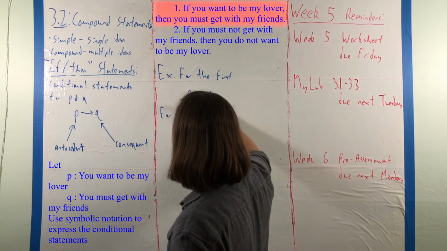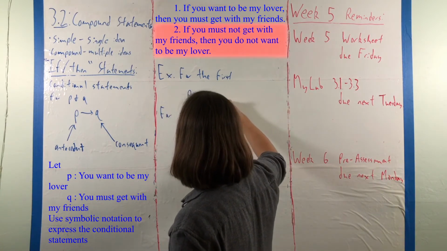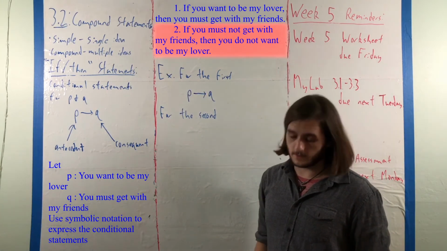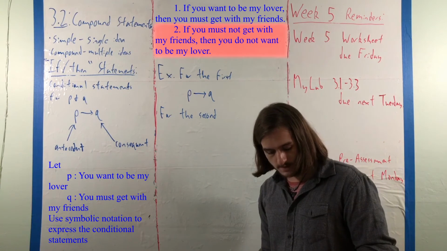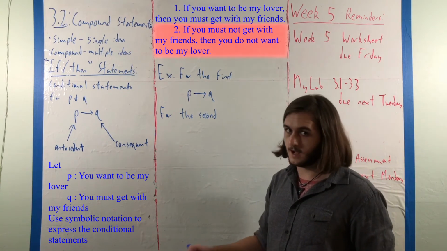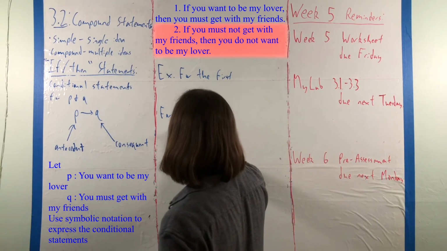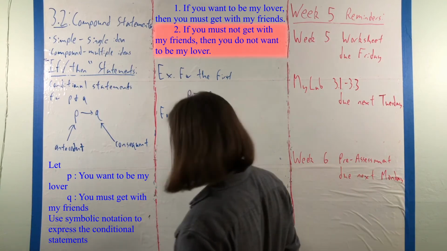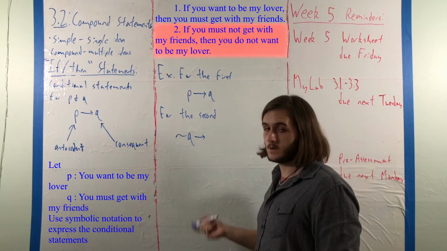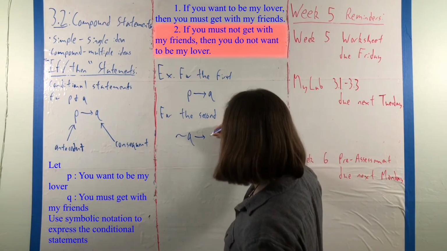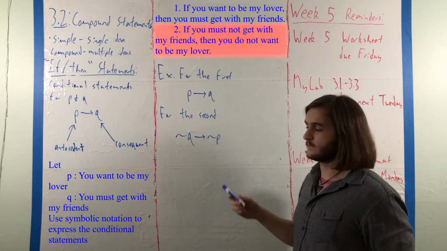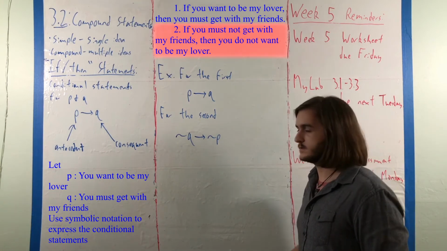For the second, note that we are negating Q first. We're saying, if you must not get with my friends, we're doing the opposite of Q. So we say, if not Q, then you must not want to be my lover, so not P. We have reversed the flow of information and negated both parts.